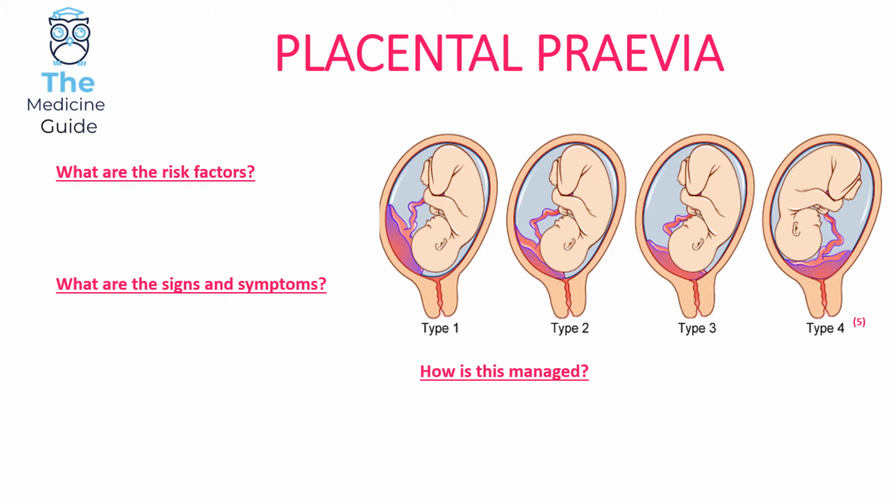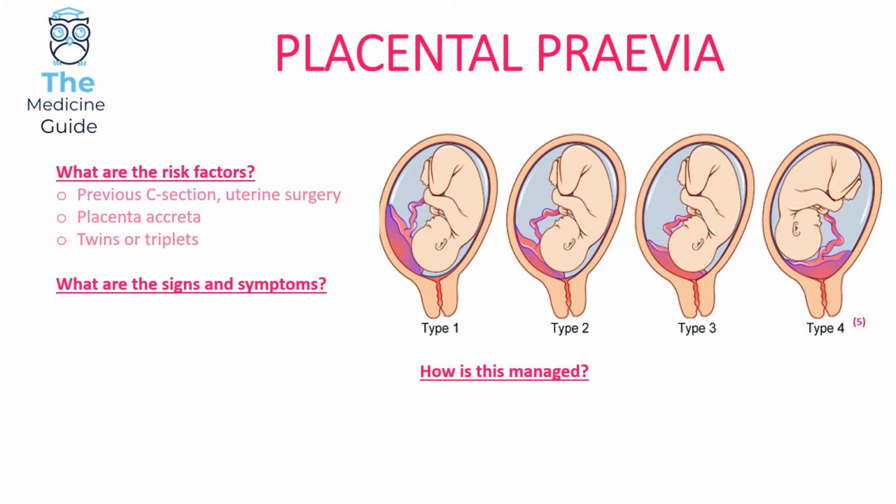Now let's look at some of the risk factors. Some of the risk factors involve a previous C-section and uterine surgery, because after having these procedures, sometimes it can lead to scarring, and for whatever reason, in future pregnancies, the placenta prefers to implant itself over this scarred lower region, and that's how it can contribute towards being a risk factor for placenta previa.